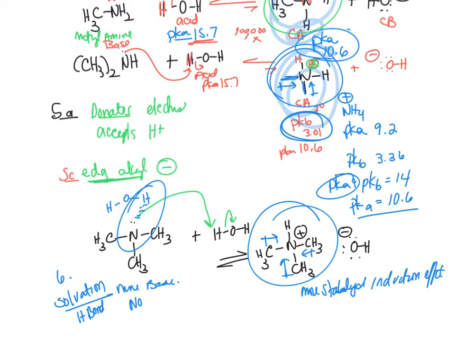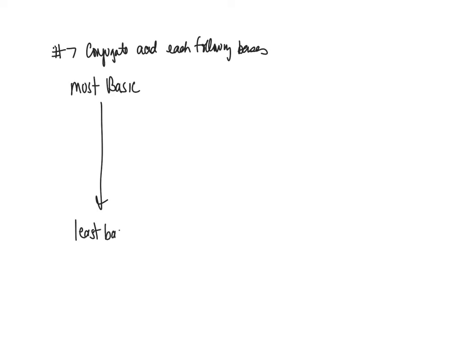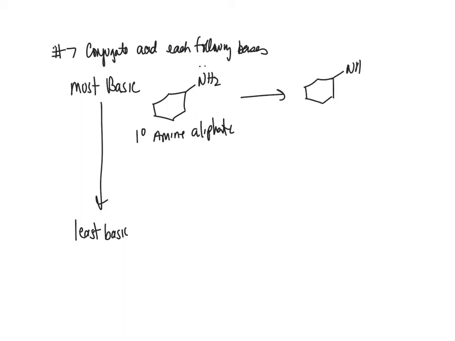Question number 7. You should be able to draw conjugate acids of the following bases. Draw the conjugate acid for each of the following bases. This is most basic, and then you go all the way to least basic. Here we have an aliphatic amine. Let's classify it. This is a primary amine, and it's aliphatic. That conjugate acid would be that. And then the next one is an aromatic amine.